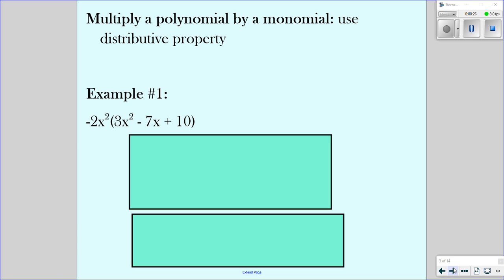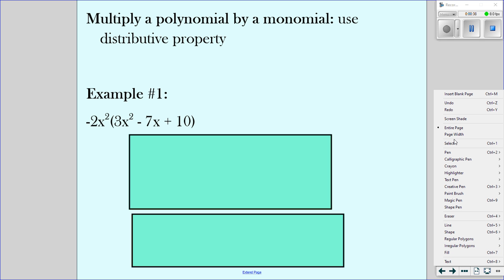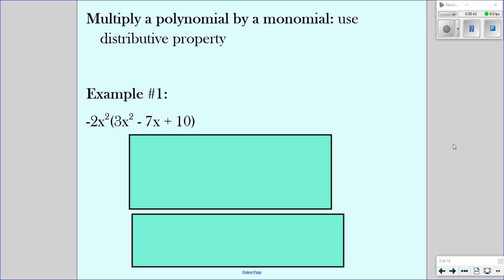So when it comes to multiplying a polynomial by a monomial, the number one thing and the only thing you need to know is use the distributive property. So we have our first example where it's negative 2x squared outside the parentheses, and inside the parentheses is 3x squared minus 7x plus 10. So there's three terms inside the parentheses. Again, terms, single expression, and there's three of them, so it's a trinomial. They're all separated by either a plus or a minus.